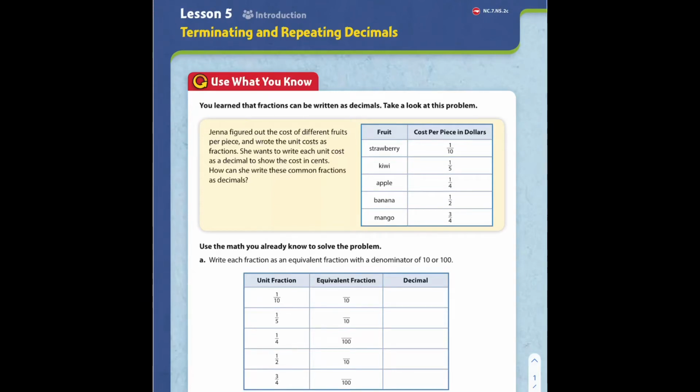In this lesson, we're going to begin looking at terminating and repeating decimals. You already know that fractions can be written as decimals. Let's review that topic a little bit with this problem.